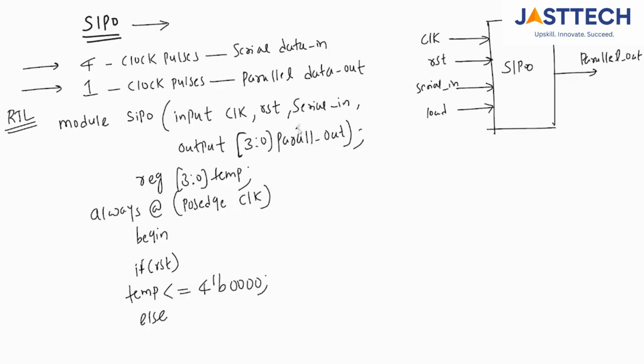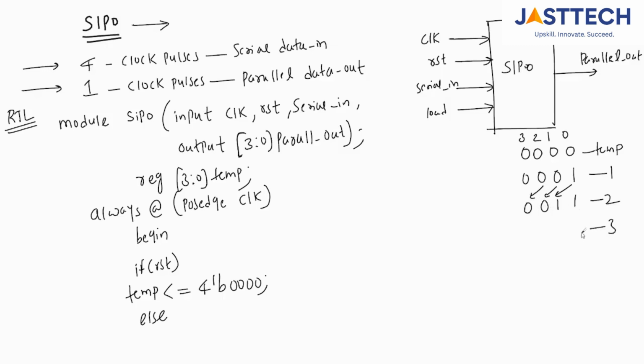Else, you are using left shift. Left shift means, as I told you, first 0 0 0 0 will be loaded into the temp register. First, from the right, the data will be loaded. This is the same concept, 3 2 1 0. After this is one clock cycle. Second clock cycle, what happens? One will be loaded and this will be shifted. This one will come here, this 0 will come here, and this 0 will come here.